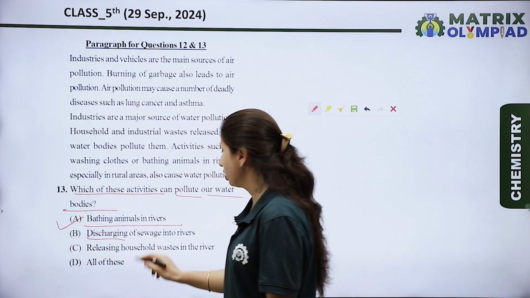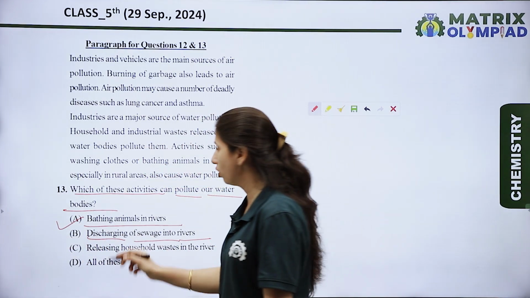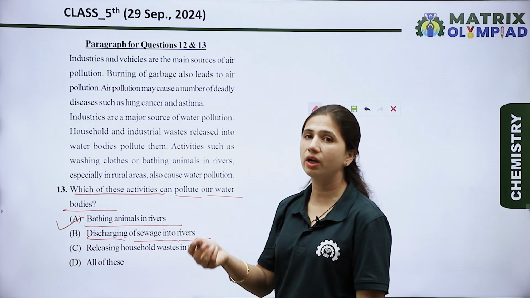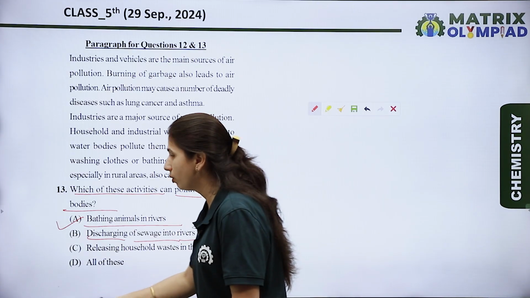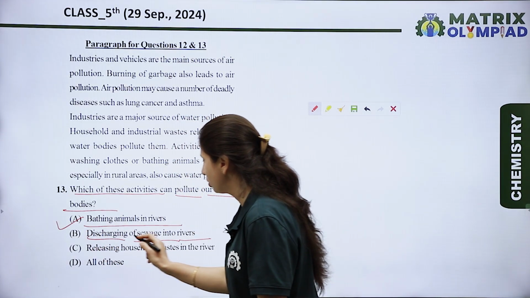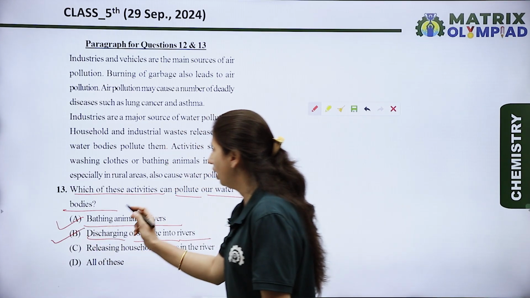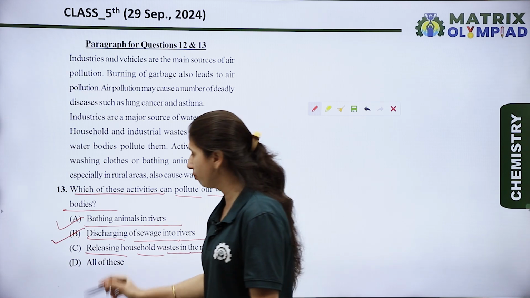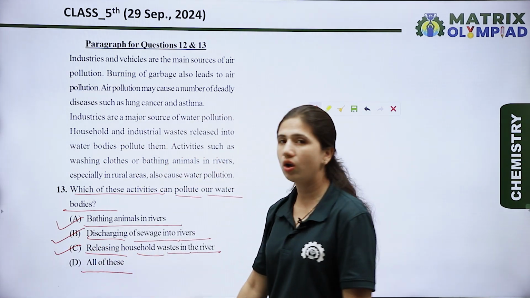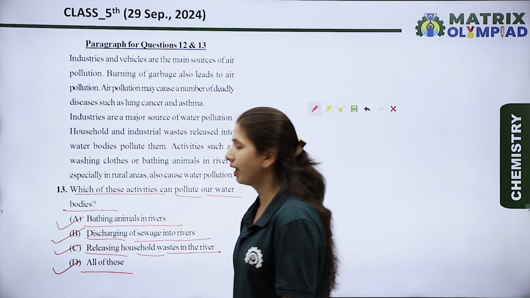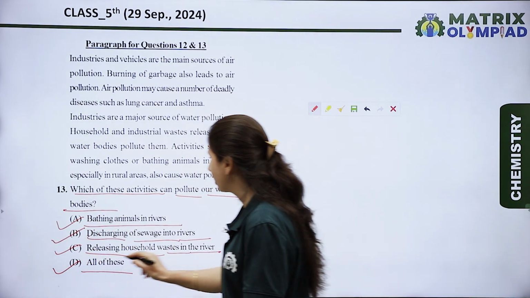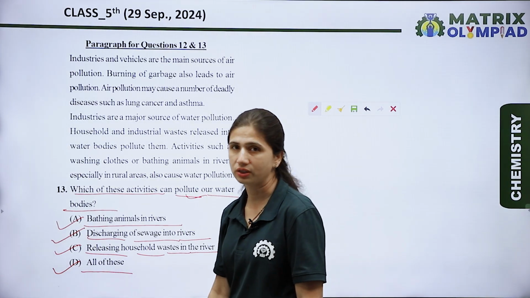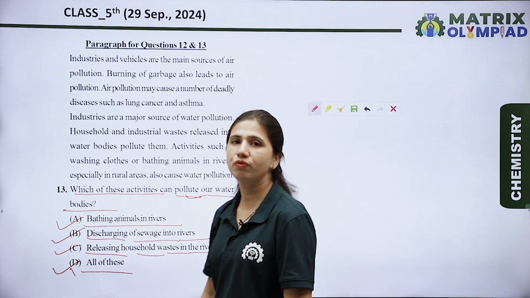Next is discharging of sewage into rivers. Yeah, it is also a main reason of water pollution. We can't drink that water, or use that water in any household work or anywhere. Next, releasing household waste in the river is also a main cause of water pollution. And last is all of these. So option D is the right option for this question, because all the activities can pollute our water bodies.